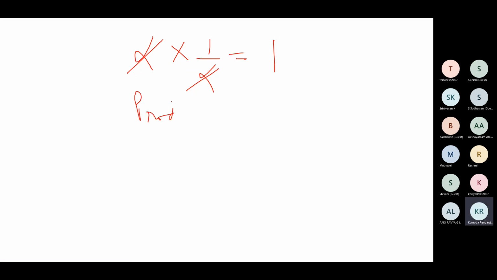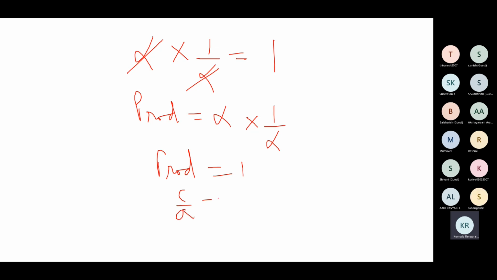Product of the zeros is equal to 1. One zero is alpha, the other one is 1 by alpha because they're reciprocals. And this is the product of the zeros. So you can see the product is nothing but 1. But we know that the product is given by C by A. So you must substitute the values of C and A and find the value of K.